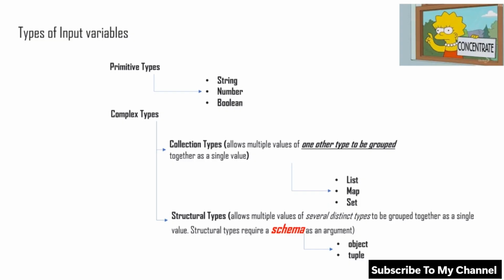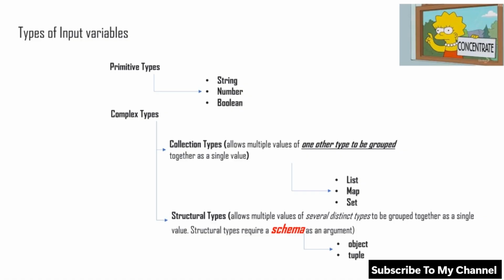Now let's look at all the types of input variables. There are three kinds of primitive input variables: the string, the number, and the boolean. Apart from that, the other types include the complex types, which can be either collection types or structural types. Collection types consist of lists, maps, and sets. You use collection types when you want to allow multiple values of another type to be grouped together as a single value. And you use structural types when you want to allow multiple values of several distinct types to be grouped together as a single value.